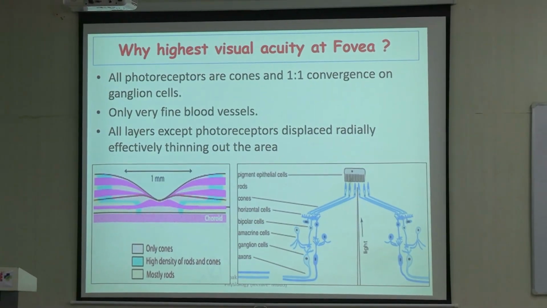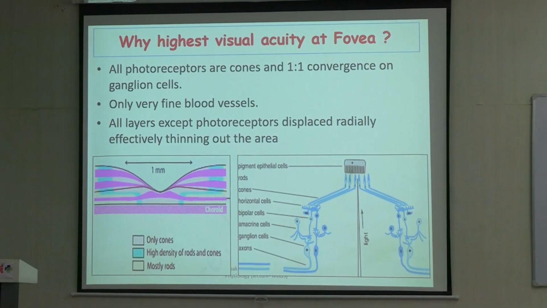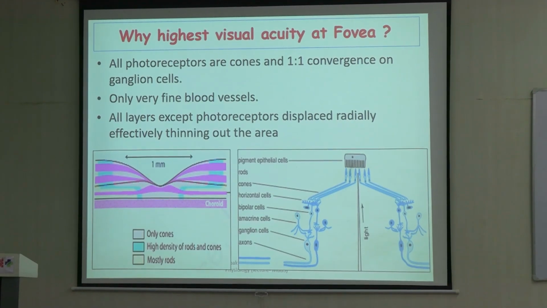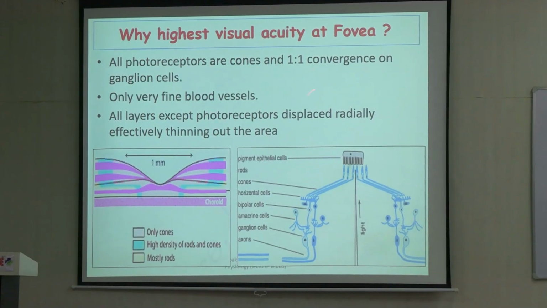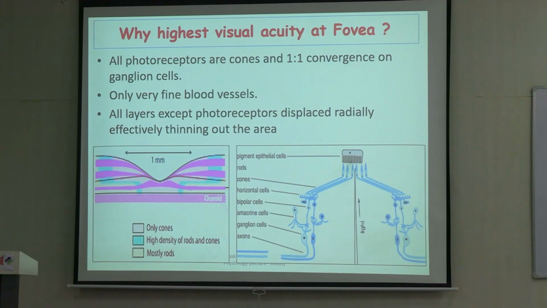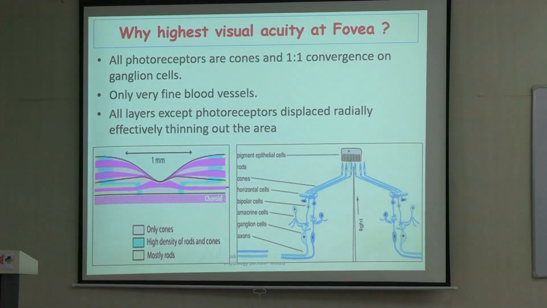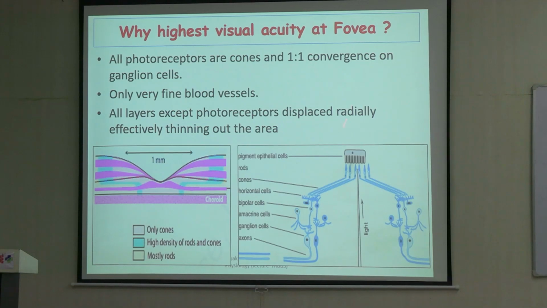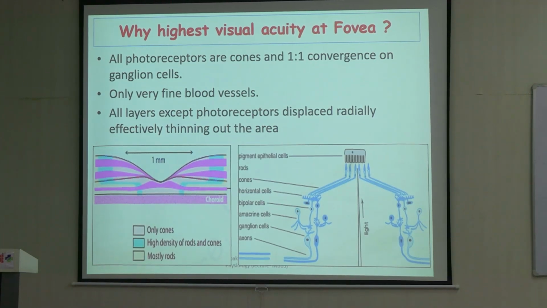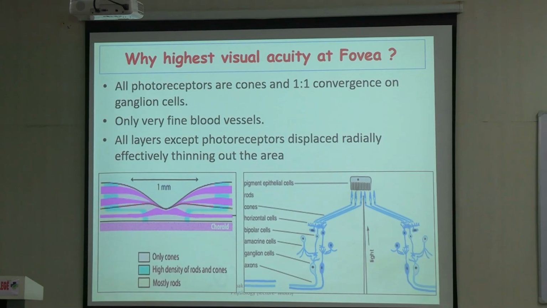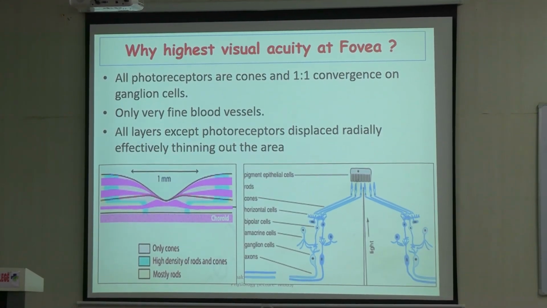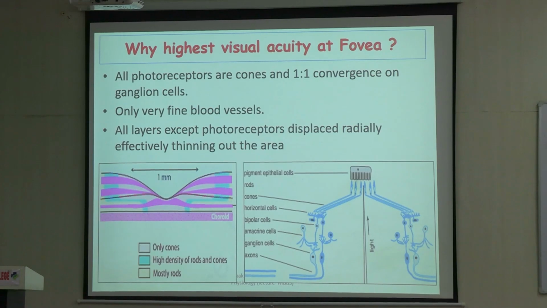Coming to the point of why visual acuity is highest at the fovea. Just towards the end of the last part of the discussion of visual acuity, I mentioned that the fovea centralis is the area where it is the highest. What is the reason? One reason is here we only have cones, we do not have rods on the fovea centralis. So of the two receptors, cones are the receptors which are concerned with visual acuity or sharpness.